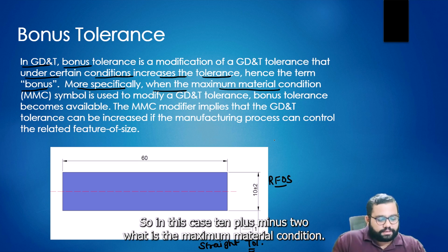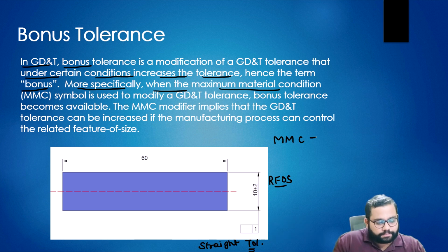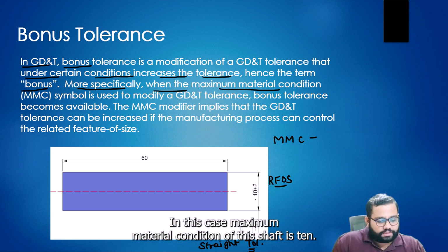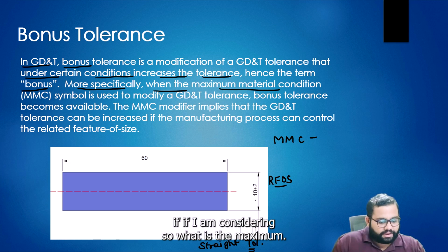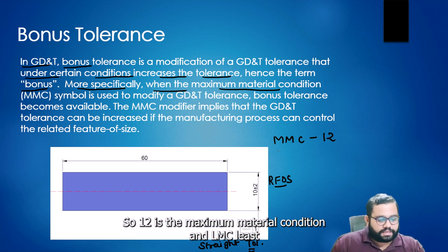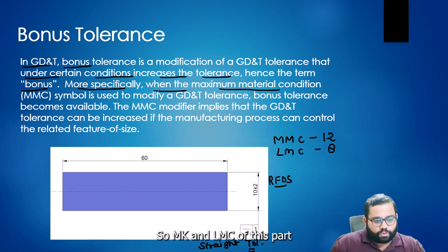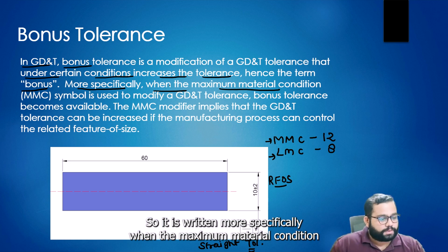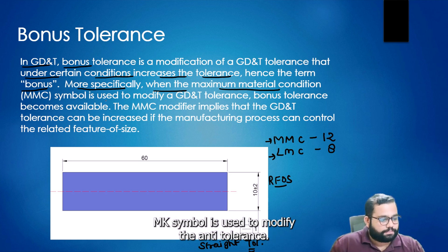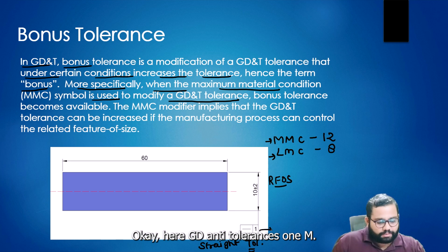In this case, 10 plus minus 2, what is the maximum material condition? The maximum material condition of this shaft is the maximum size, which is 12. So 12 is the MMC, and the least material condition, LMC, is 8. MMC of this part is 12 mm and LMC is 8 mm. It is written more specifically that when the maximum material condition MMC symbol is used to modify the GD&T tolerance, here the GD&T tolerance is 1 mm, this is the geometric tolerance.